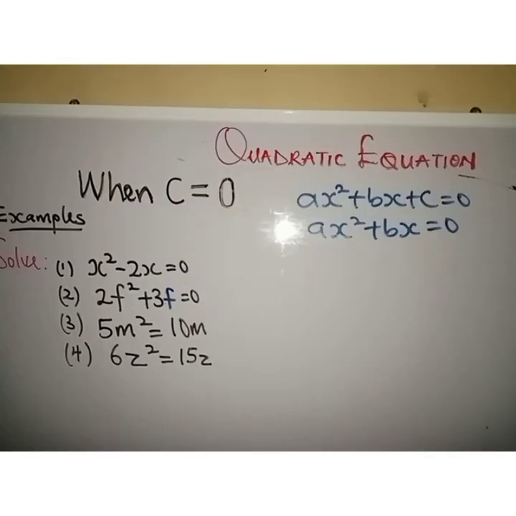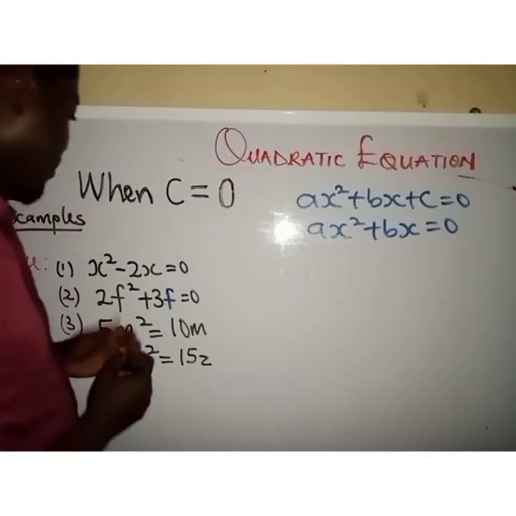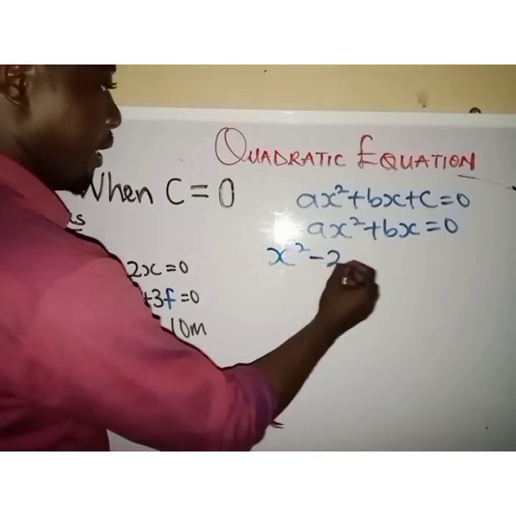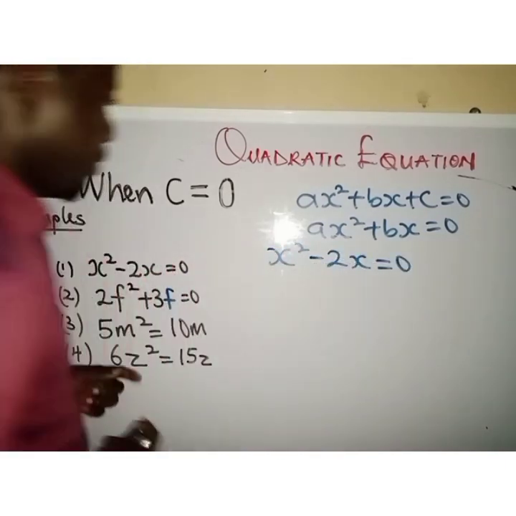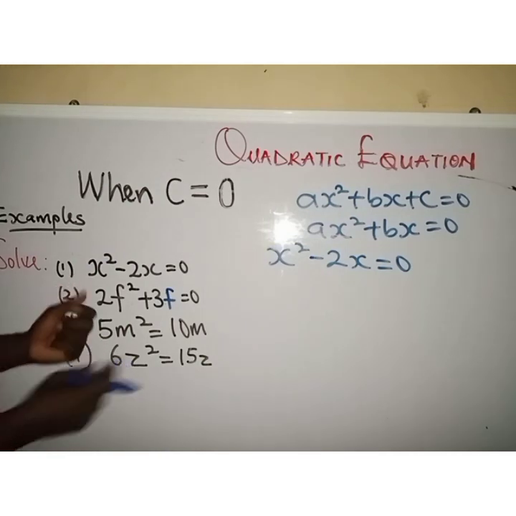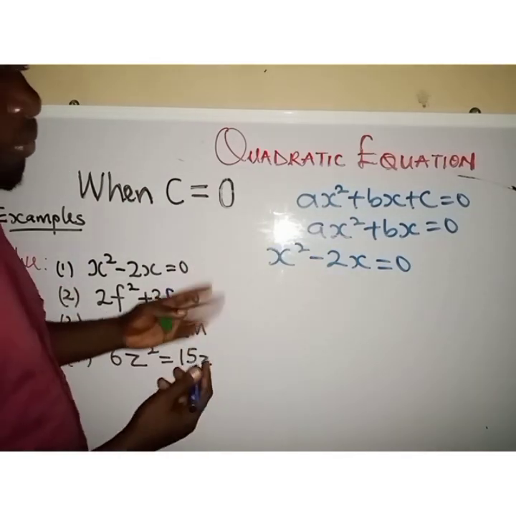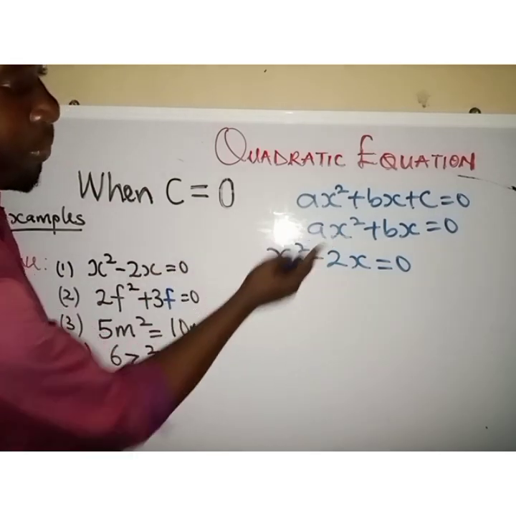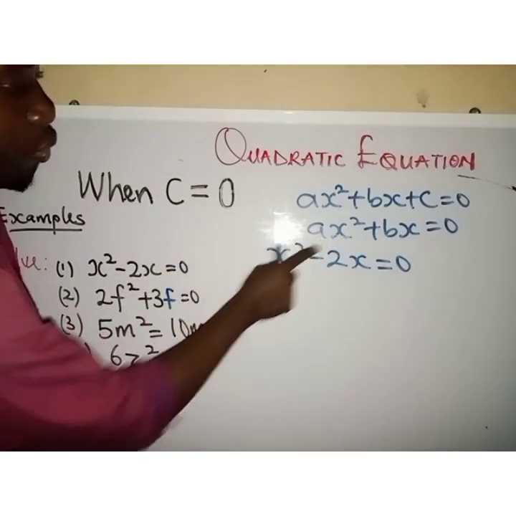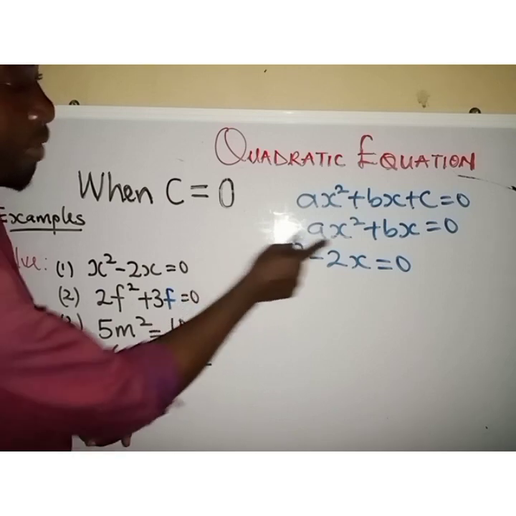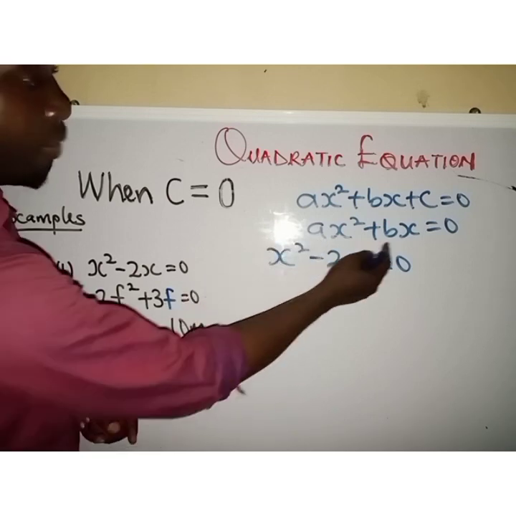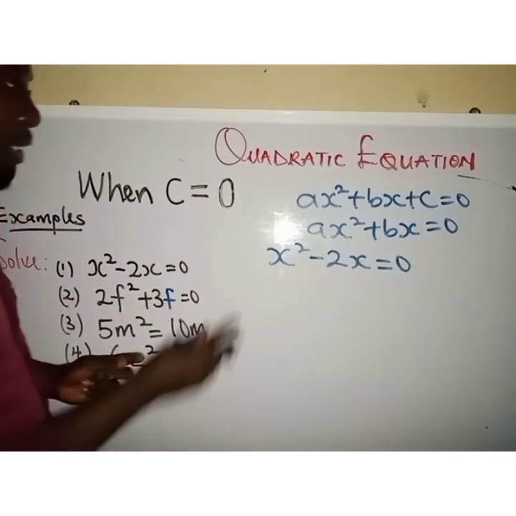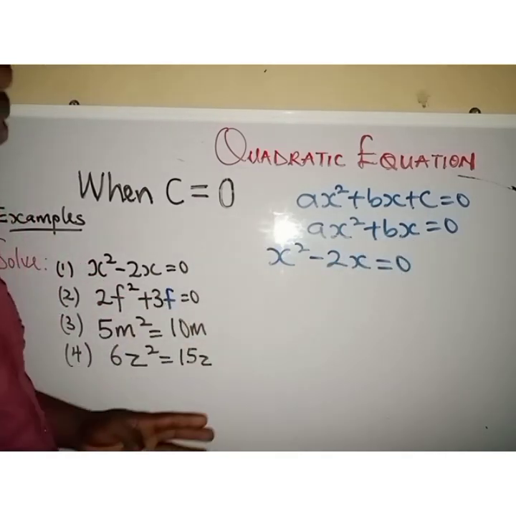Now the first example here says x squared minus 2x equals 0. We want to solve for x, we want to find the value of x. So how do you go about this? As you can see, this is in this form, whereby you have ax squared here. The coefficient of x squared here is 1, and the coefficient of x here is minus 2. So it's now in this form. So how do we go about this?